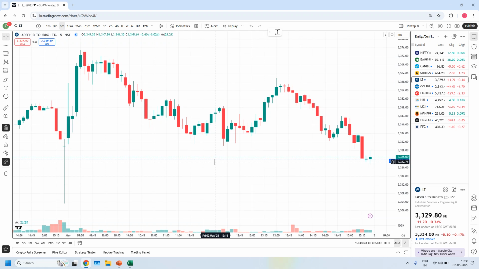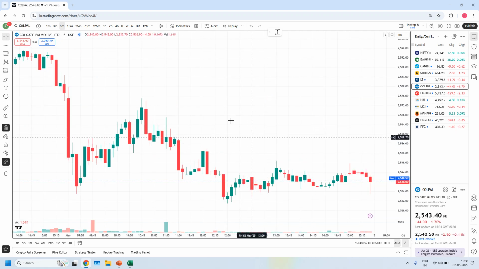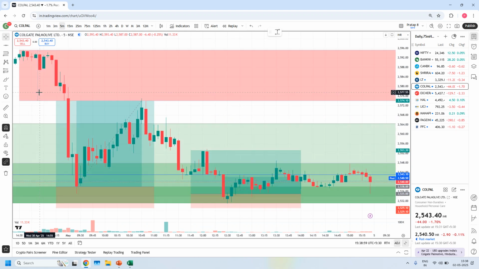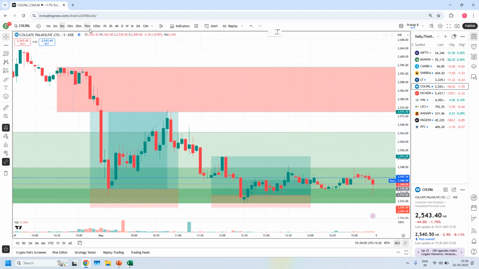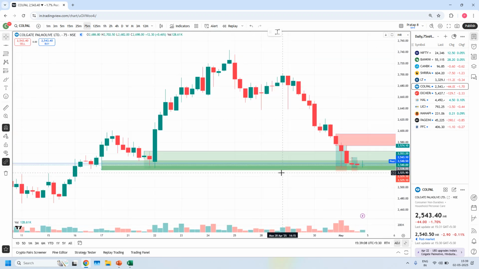Okay, now let's focus on our HLQ zone performance evaluation. The first trade we got is Colpal, Colgate. 75 minutes high liquidity demand zone. How did our software identify it? As a drop, 2 base candles and a rally candle. This is how our software identified it.